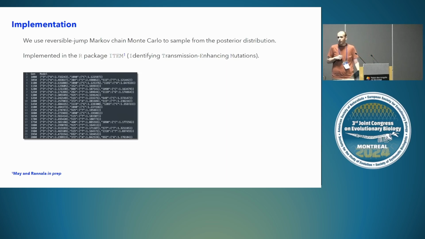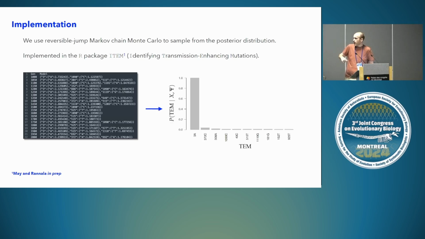So the output of running this program is going to be, if you're familiar with Bayesian inference, this should be very familiar, but what you get is basically a text file where each row corresponds to one sample from the posterior distribution. And so we're going to have a sample of models that are sampled in proportion to their posterior probability. And you can do things like summarize the marginal posterior probability of particular TEMs.